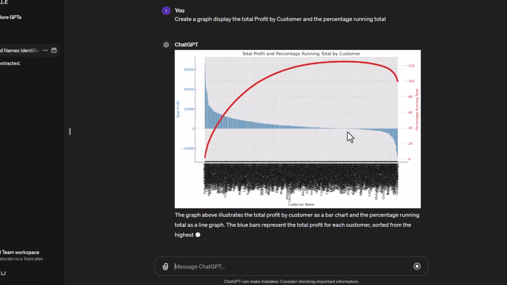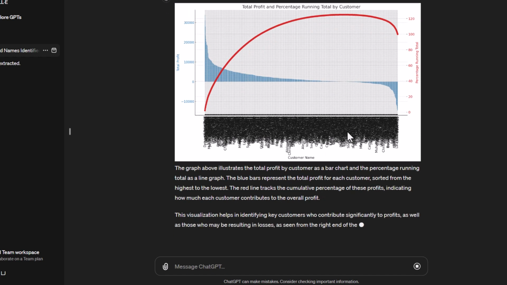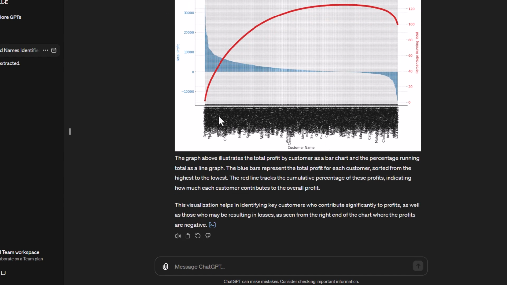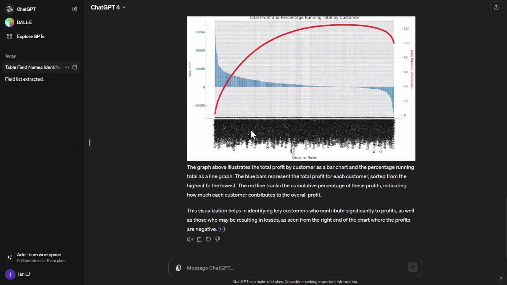Okay, so there we go. We've got a graph, and you can see it's a very messy graph. The reason is because it's actually tried to list all the customer names at the bottom, which when you've got 795 customers, becomes a little bit messy. But what I'm interested to see is that I'm actually looking at the graph here. So you can see here that we've actually got the customer totals over here. So you can see that the profit for each of the customers goes down, and now because we've got customers that are negative, it actually goes the opposite way around.